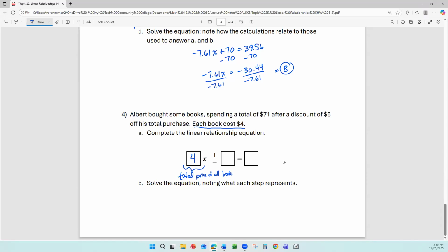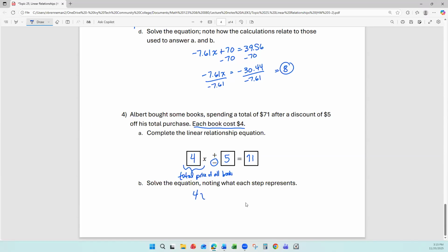So he brings his however many books to the checkout. They ring it up 4 times X. Then they take off, they subtract that $5 discount. Or you can think of it as like that initial value that he already started out at like negative 5 that he had to pay, but then the price of the books got added onto that, to end up with the 71 total that he needs to pay.